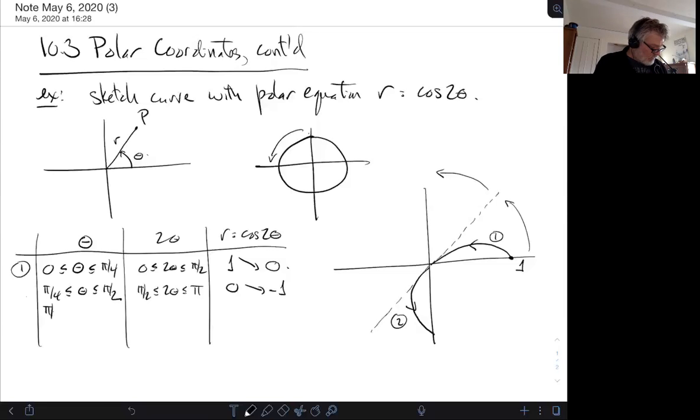We're going to go from pi over 2 to 3 pi over 4. If I double that, I get pi to 3 pi over 2. This is the input to the cosine function. Now the angle 2 theta is going like that. So the cosine of 2 theta will start at -1 and go back up to 0. It's still negative.